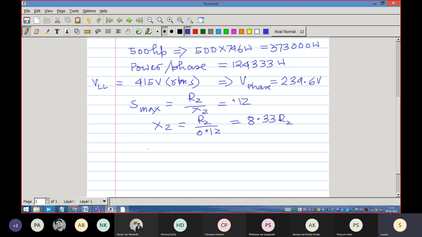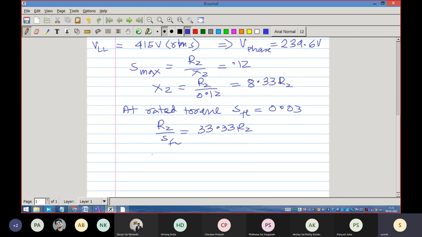Another condition is the slip at rated torque, not maximum torque. We call it slip full load or slip rated, and it is equal to 0.03. So therefore, R2 by S is equal to 33.33 R2, right? So we can now have the equivalent circuit. The rotor side equivalent circuit is this plus this. This is R2 by S.